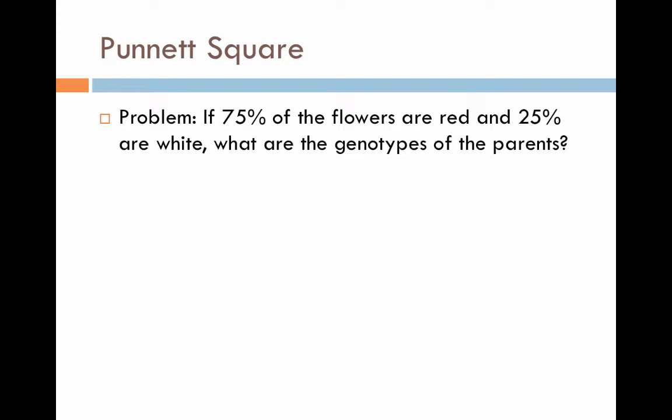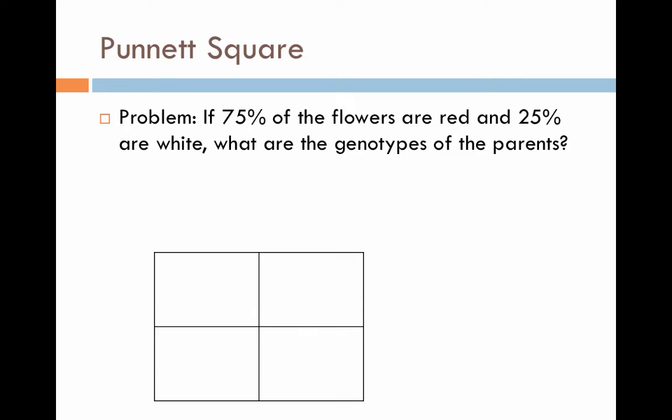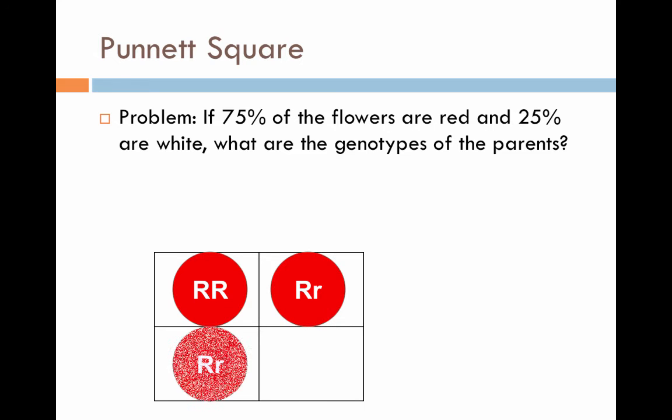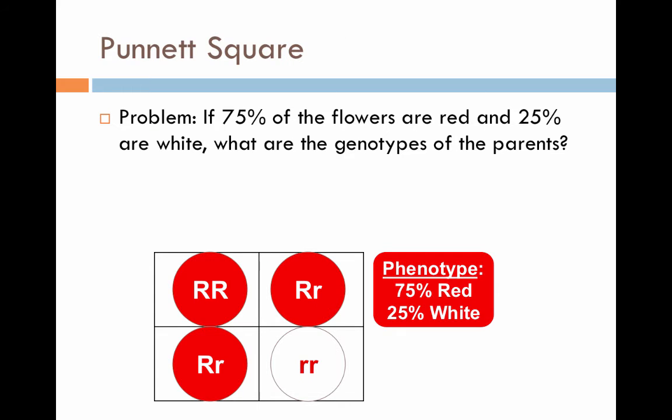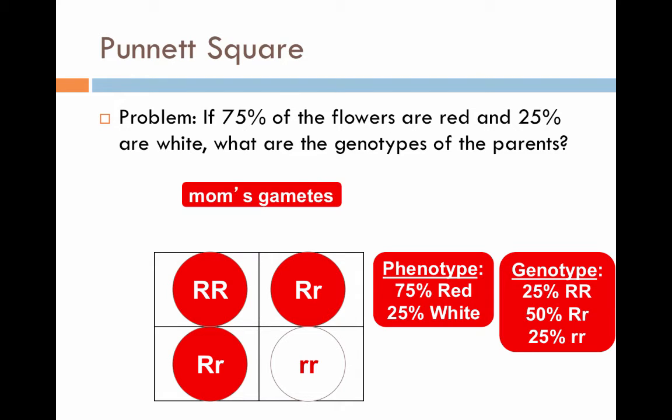Okay, here's a second question. If 75% of the flowers are red and 25% of the flowers are white, what are the genotypes of the parents? This is harder. We're now going to work backwards. So we know of the kids, 75% are red. There's 75%, 3 out of 4, and 25% are white. It's asking what could the parents be? So we have to work backwards here.